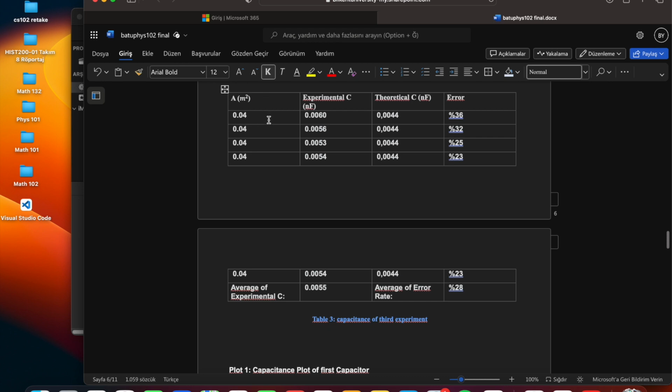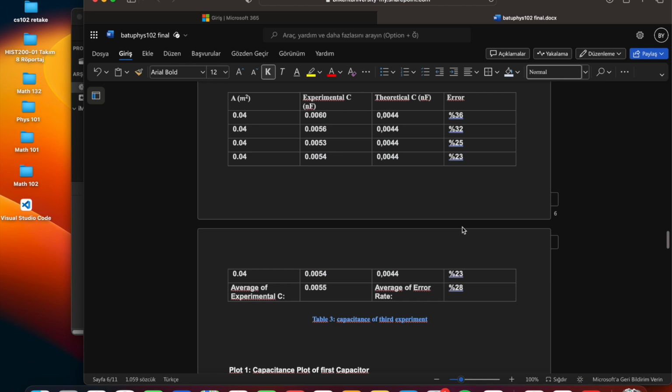So this is the third experiment. My plate area is 0.04 meter square, and the experimental capacitance is 0.0055, and the error rate is 28%. The distance between the plates is the same, 0.08 meter. I have errors because the parallel plate capacitor was handmade, and there are no proper conditions like temperature and air.